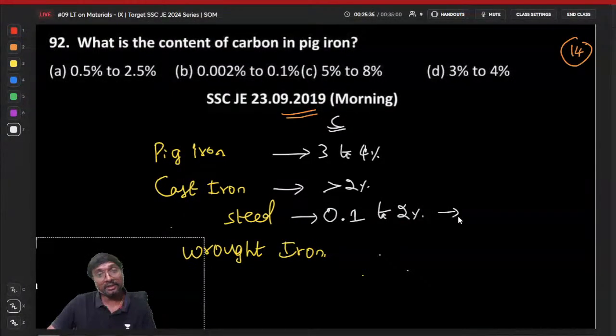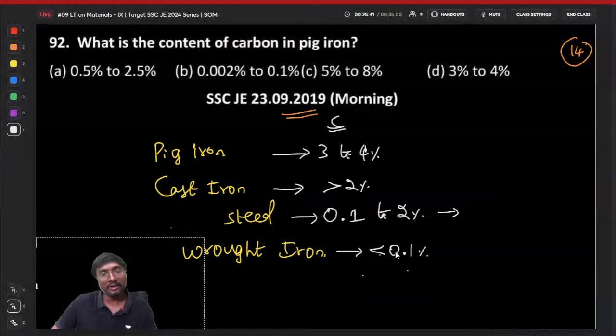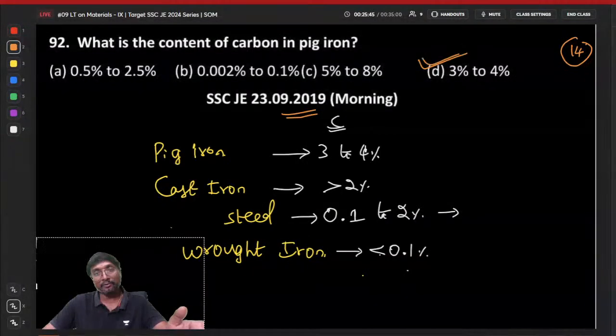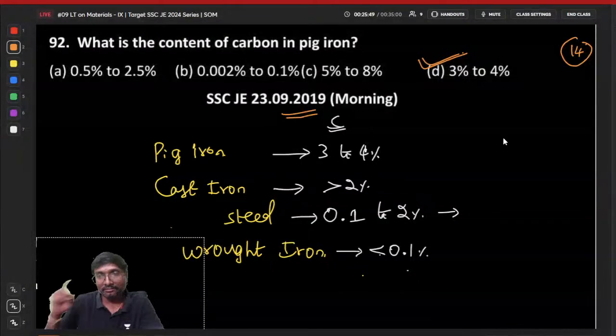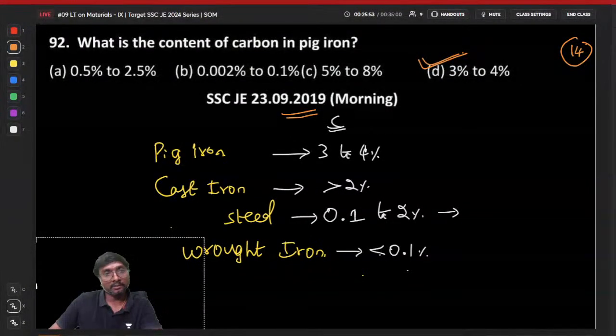In this also there is low carbon steel, medium carbon steel, high carbon steel. Wrought iron, what is it? Lesser than 0.1%. Okay. Now for pig iron it is 3 to 4, na? So shall we go to the next, all of you?